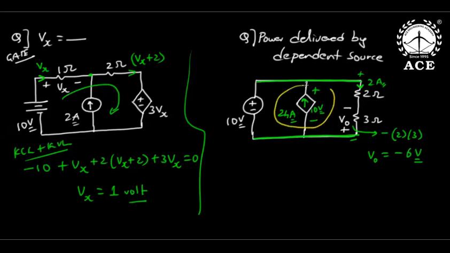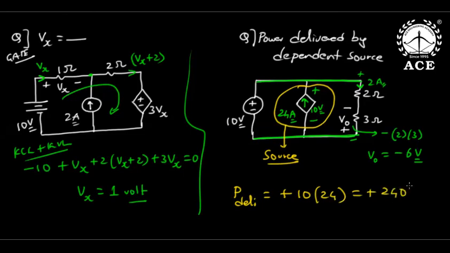Now clearly here current is leaving the positive terminal of this source. So power delivered is positive voltage into current. It is plus 240 watts. Plus 240 watt, because it is a source now. Finally, because minus 24 amperes down means 24 amperes up, that is the meaning. And finally, current is leaving the positive terminal. It is a source. Power delivered is positive.